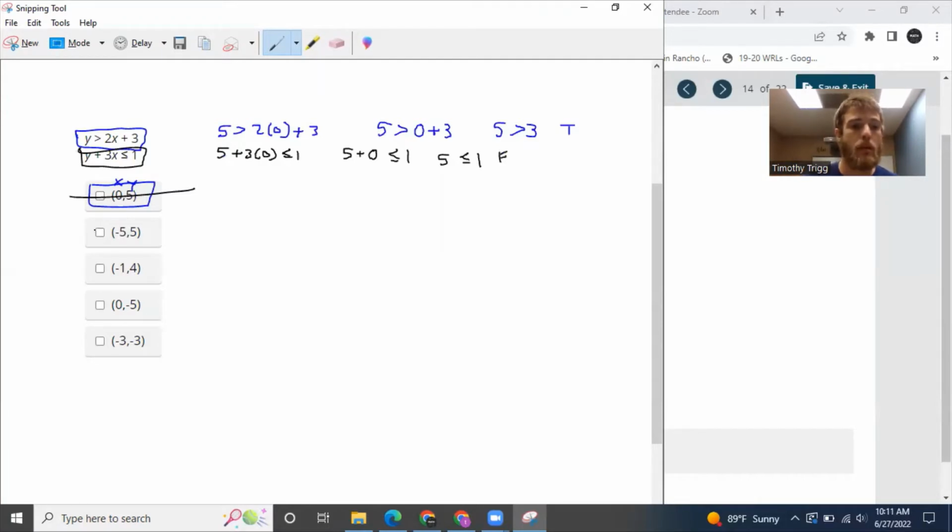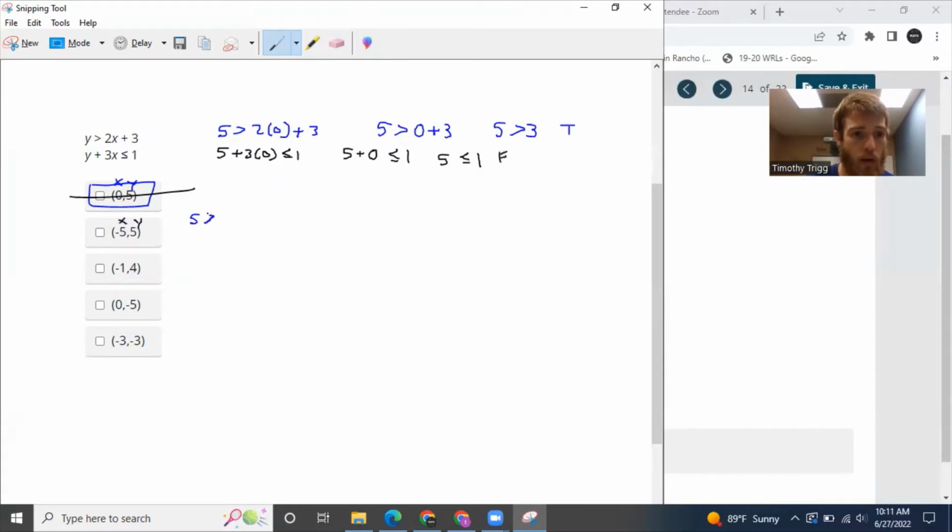Okay. Let's go ahead and try the next coordinate point here. So I'm going to replace again the x with -5 and the y with 5. And so what you're going to do is just try each coordinate point just like that. So replacing x and y into both inequalities to see if it works for both inequalities.